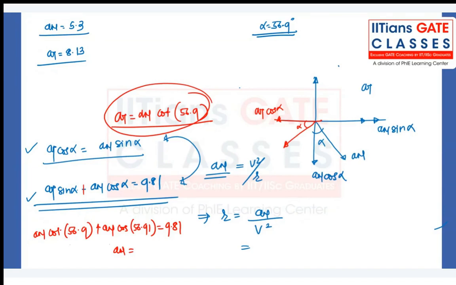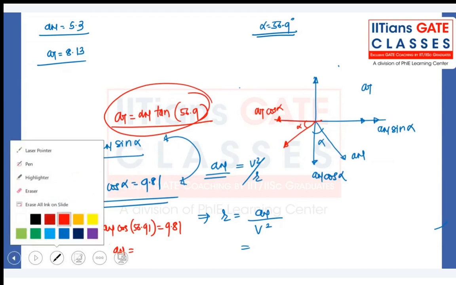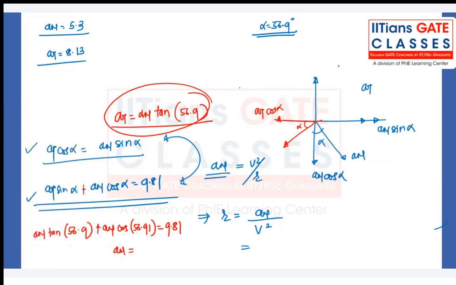What is the answer? Sir, AT will be AN tan, which is 0.9. Yeah, tan, right? AT is equal to AN tan 56.9, and into sine alpha only. AT sine alpha. AT is AN tan alpha, and then sine alpha, so you have AN sine alpha tan 56.9. Yes, sir. Yeah, correct.